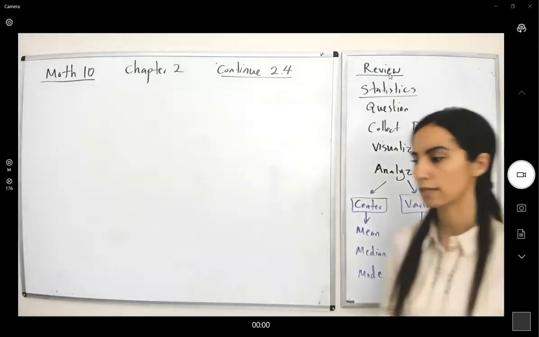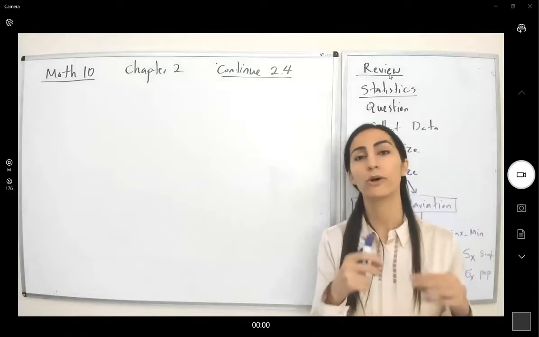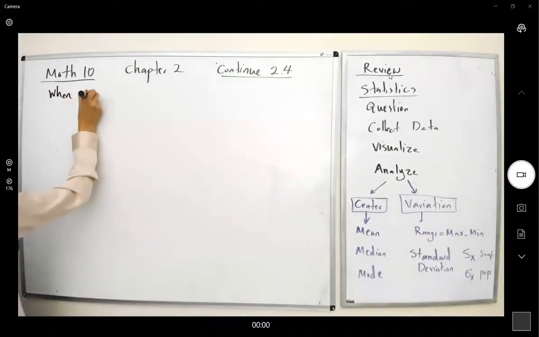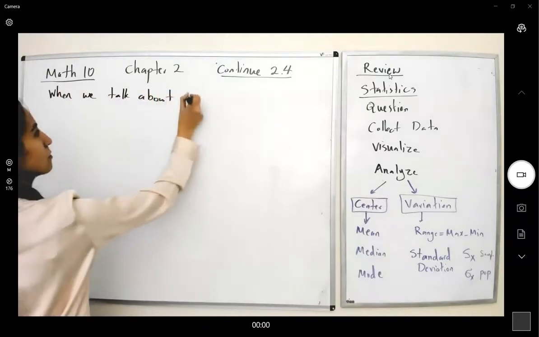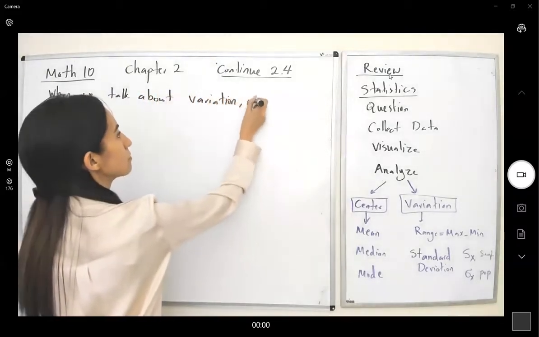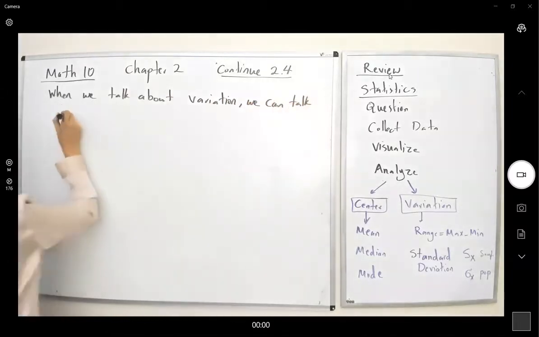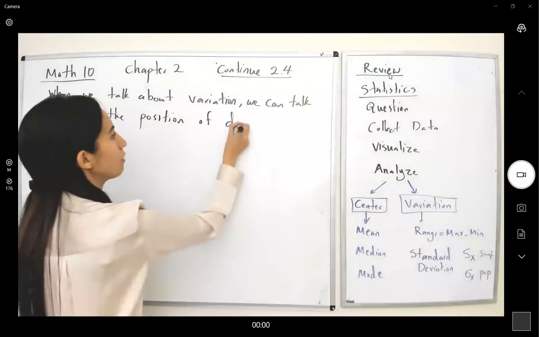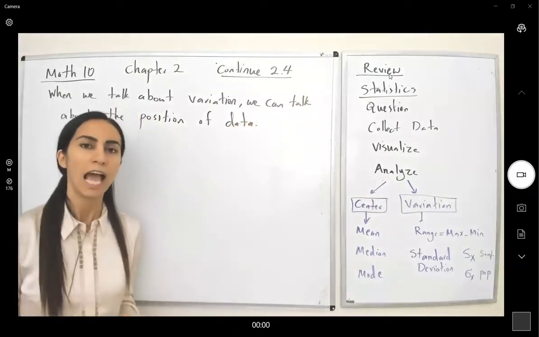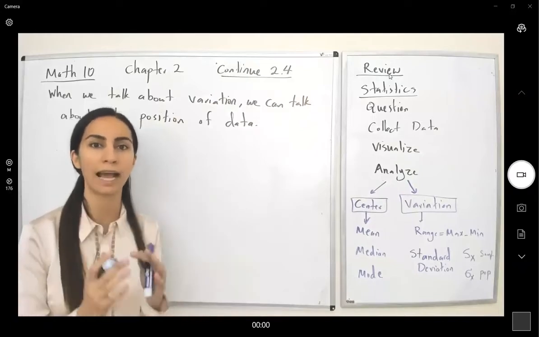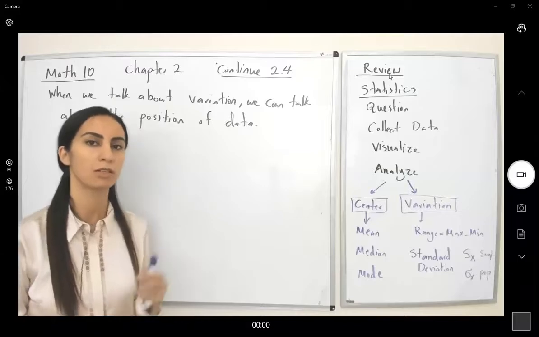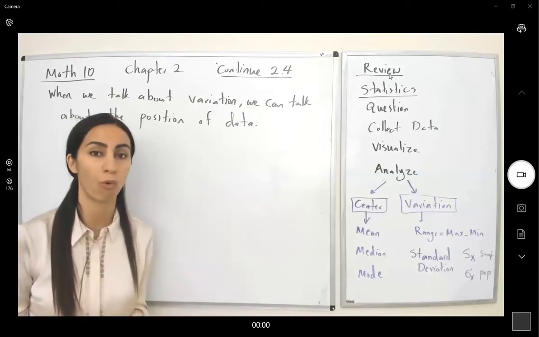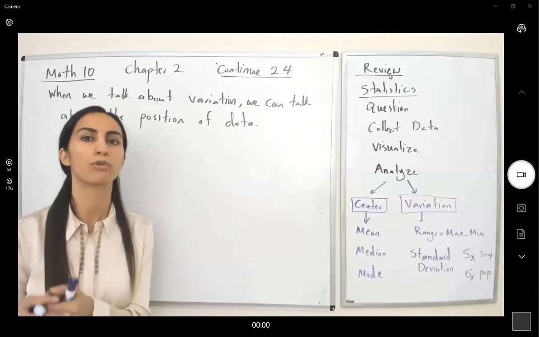Question, I expect you to ask, how can I find the position or location of my data? So, when we talk about variation, we can talk about the position or location of data. Or we can say how many percent of our data are located between two values in the collection. So today we're going to talk about z-score and also empirical rule.